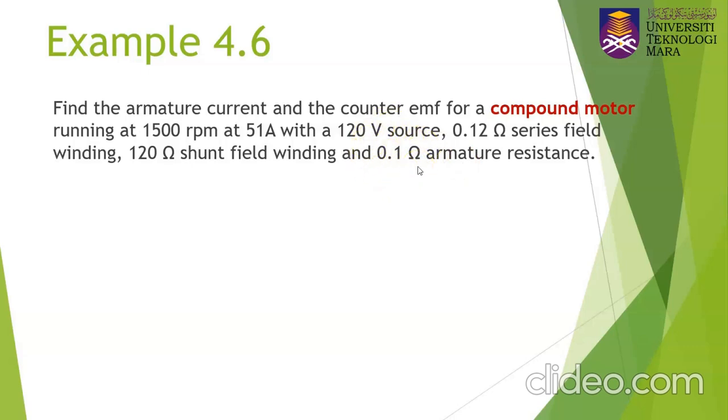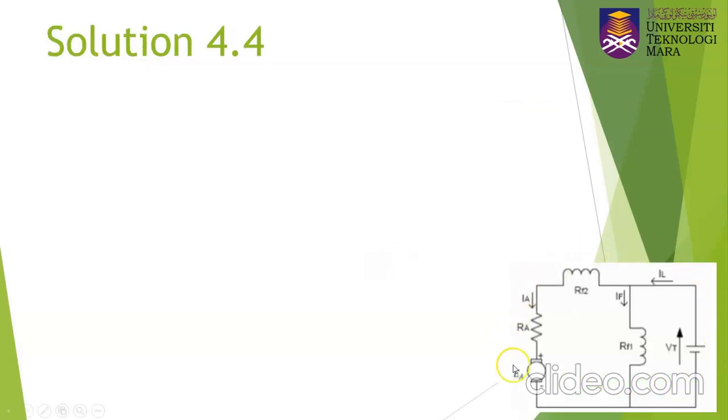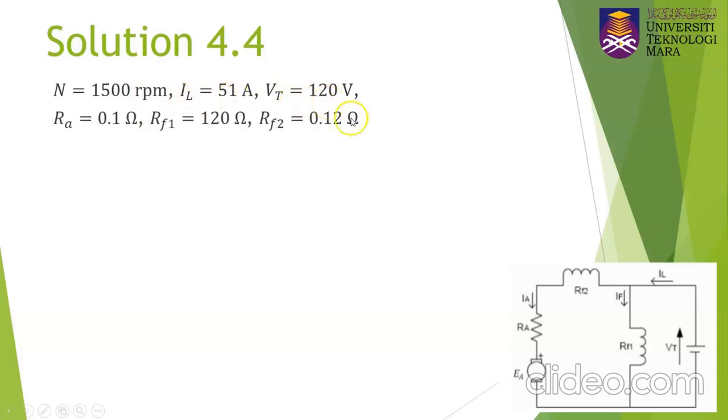Okay, alright. So for the solution of this example, maybe we can start by drawing the circuit first. This is the DC compound motor. The speed is 1500 RPM, IL is equal to 51 ampere, VT is equal to 120 volt, RA here is 0.1 ohm, RF1 here is 120 ohm, and RF2 here is 0.12 ohm. The question asks about the armature current and also the counter EMF.